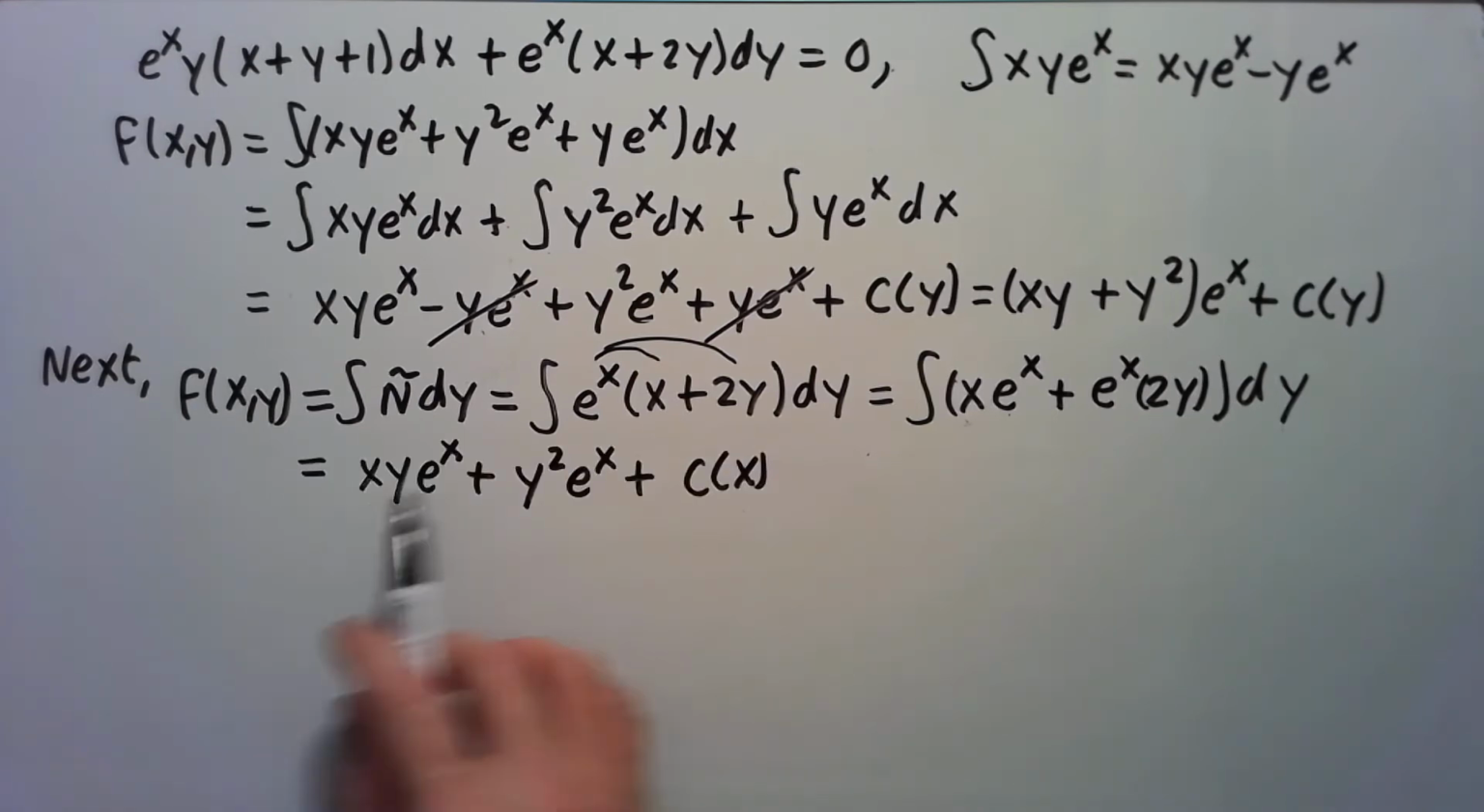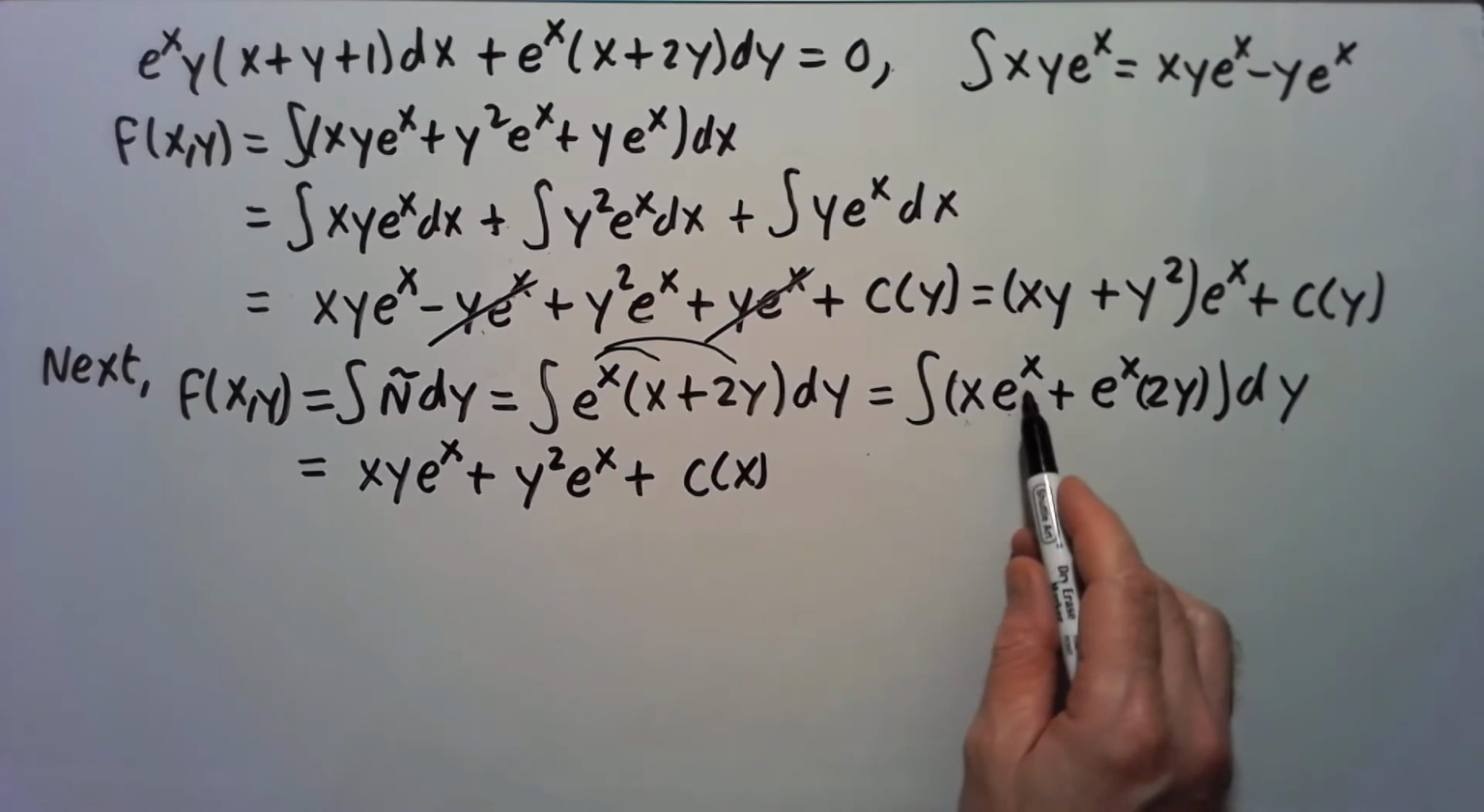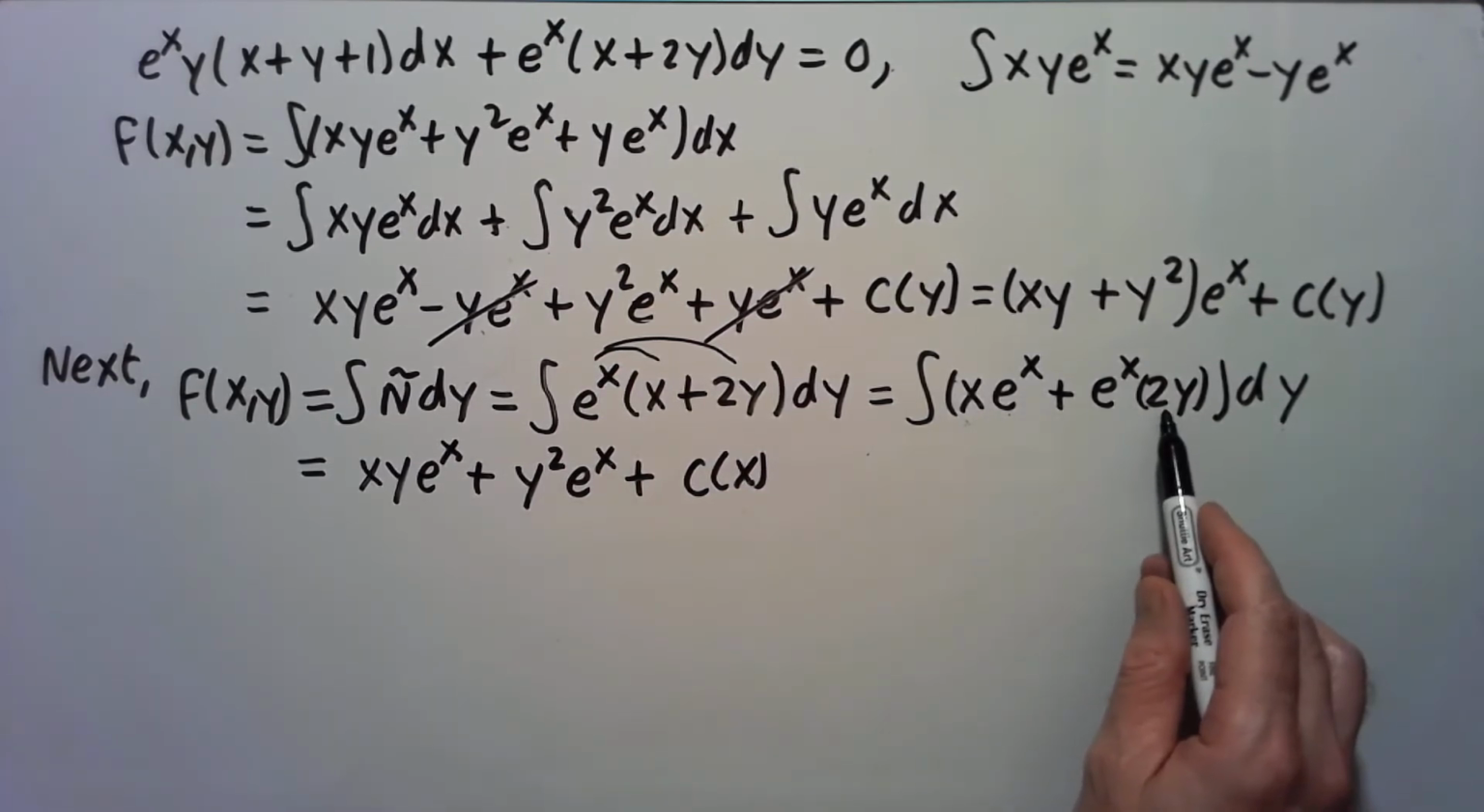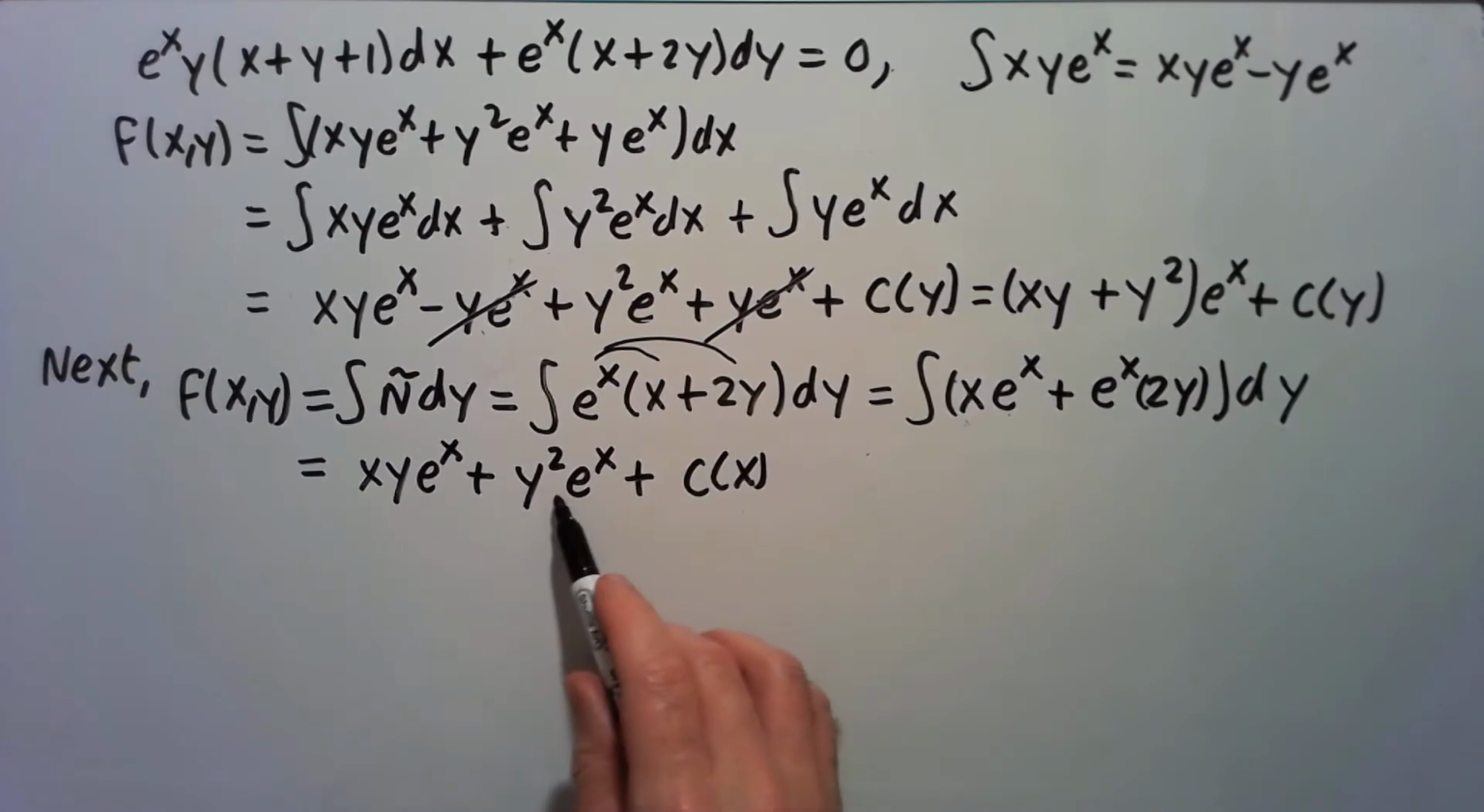So I'll get this. Again, this is like a constant, so I'm just going to add a y to that one, and then integrating 2y becomes y squared. I can pull out the e like I did up here. So doing that, we get then.